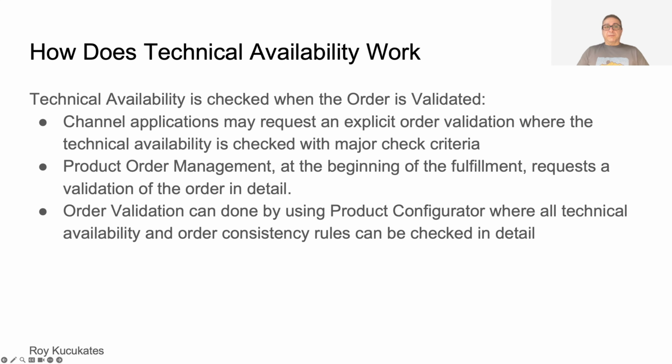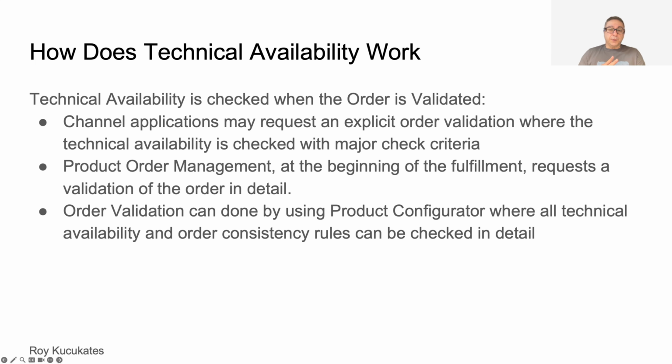How does the technical availability work? It may work in 2 different scenarios, where a channel application, while doing the order capture, may explicitly want to do an order validation so that if the order is placed later, it can go through. And while the user is interacting through the order capture software, it can ask the customer how to replace it, how to use the alternative ones, etc.